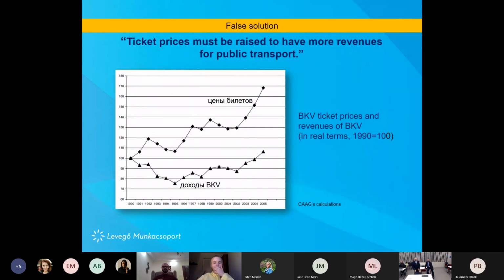So we also had this argument that ticket prices must be raised to have more revenues for public transport. We analyzed already many years ago whether this is true, and we found that during 15 years, the ticket prices of the Budapest Public Transport Company were raised by 70%, and the revenues of the company increased only by 7%, and they lost a lot of passengers. So this is also not a solution.